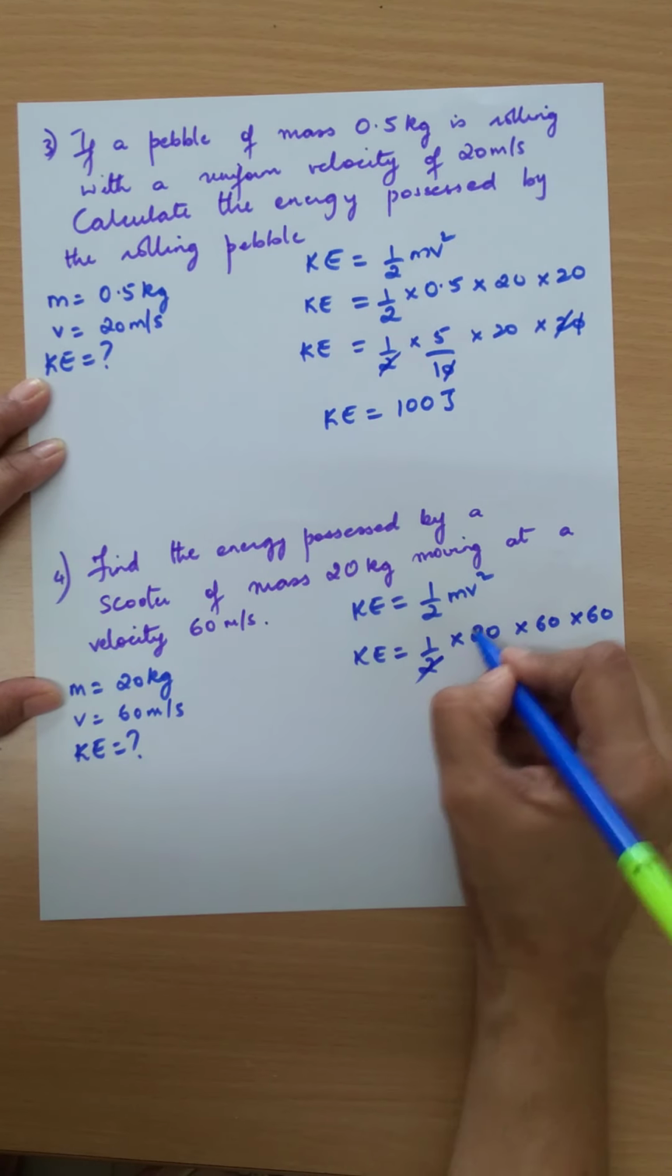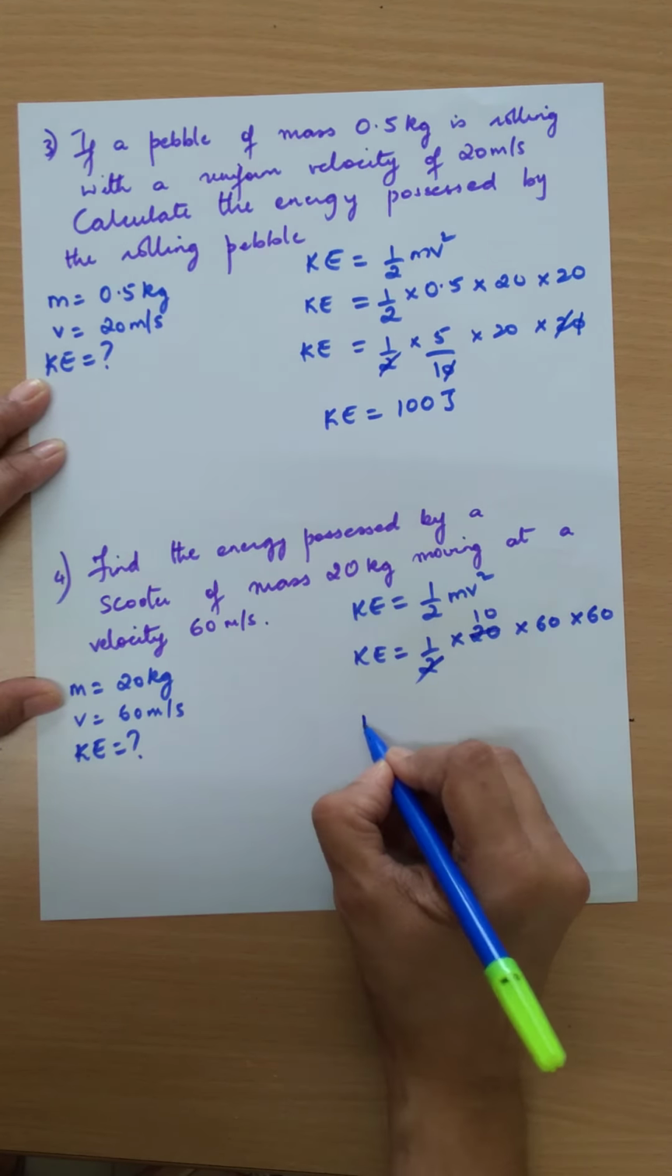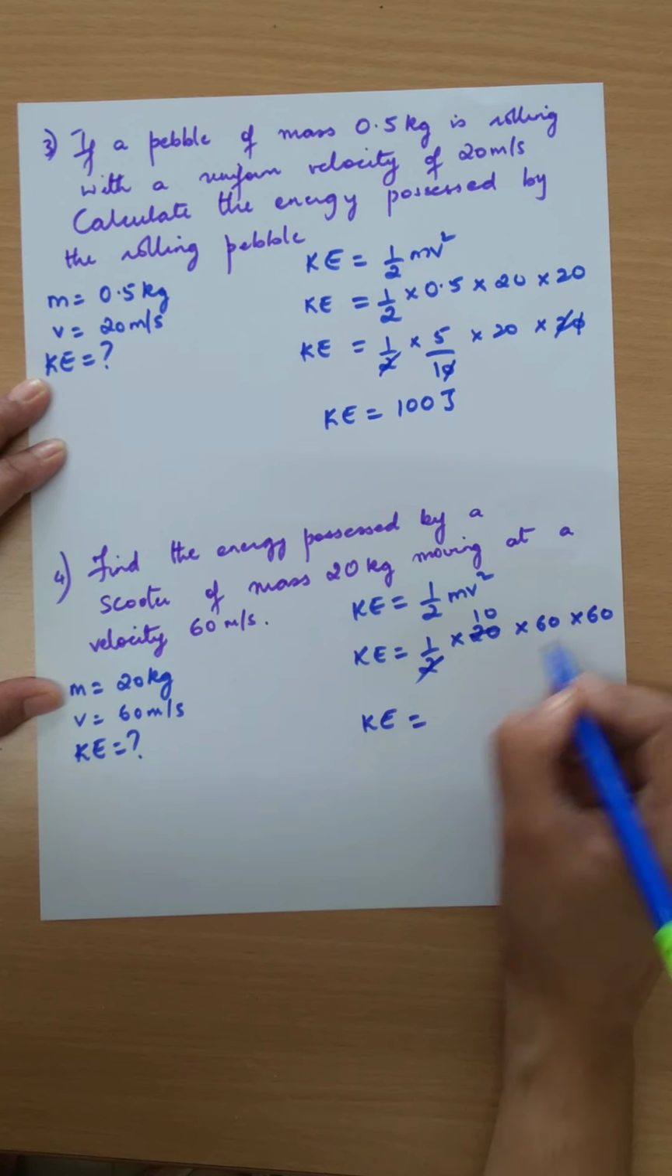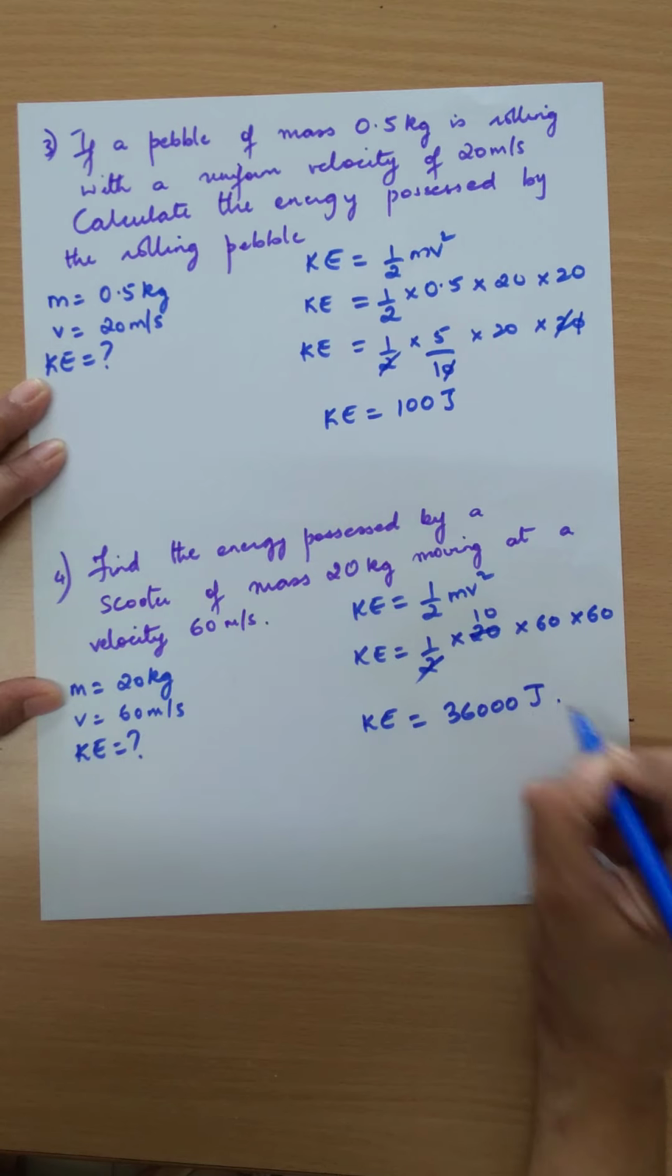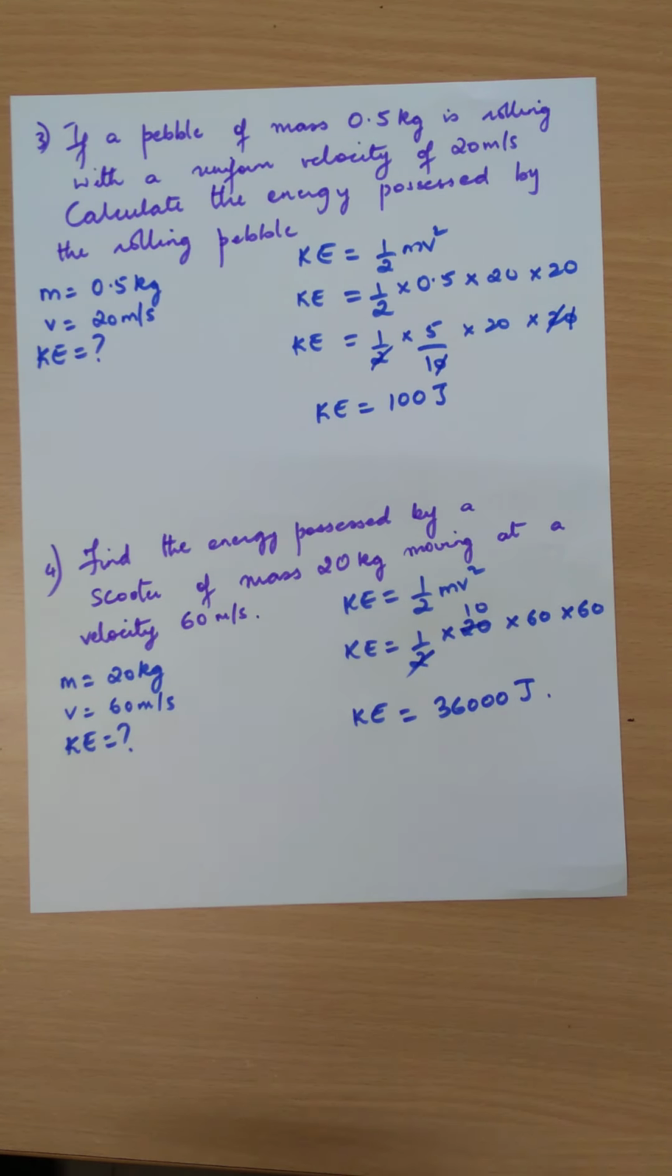So you have 2 ones are. So kinetic energy will be 6 6 are 36 and then 3 zeros, 36,000 joules. So this is how you have to solve the sums, children. So you have kinetic energy is half mv square. Read the sum carefully, see the quantities given, substitute and find your answer.